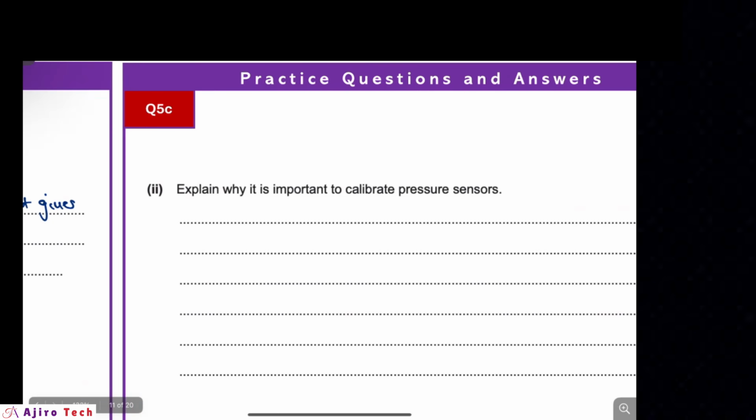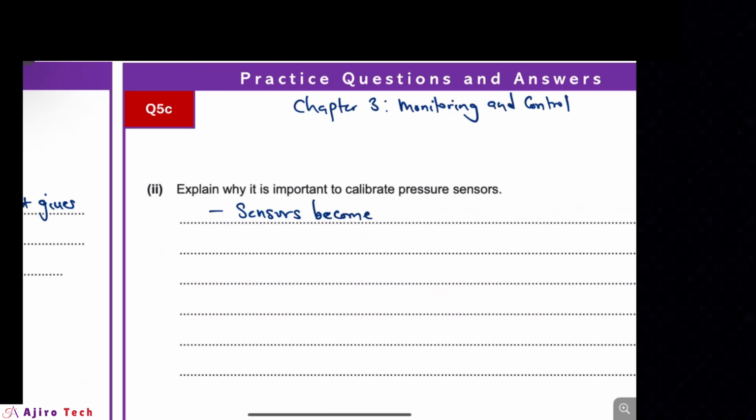Then, explain why it is important to calibrate a pressure sensor. We're still on chapter 3, monitoring and control. Explain why it's important to calibrate what? Pressure sensor. Why is it important? The first one I said is the sensor becomes inaccurate over time.